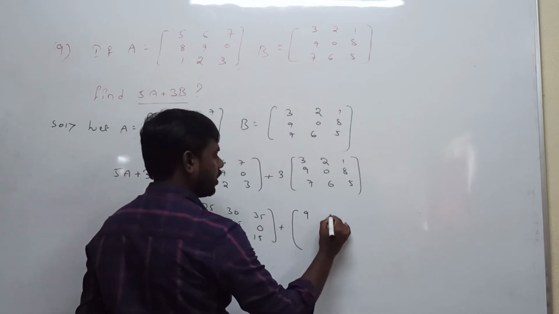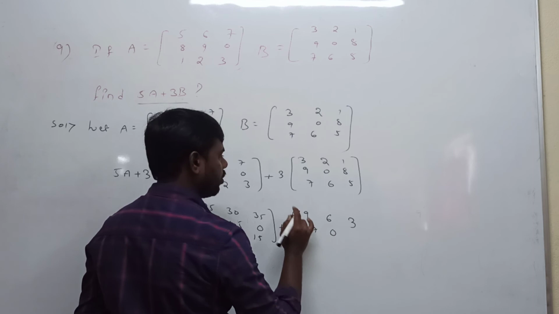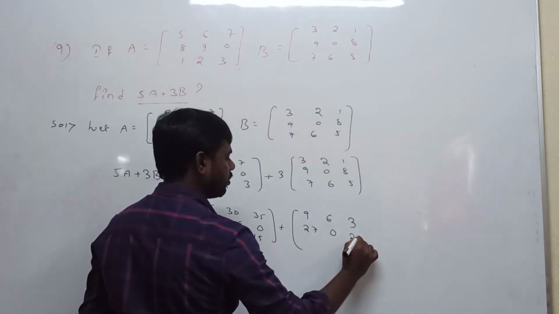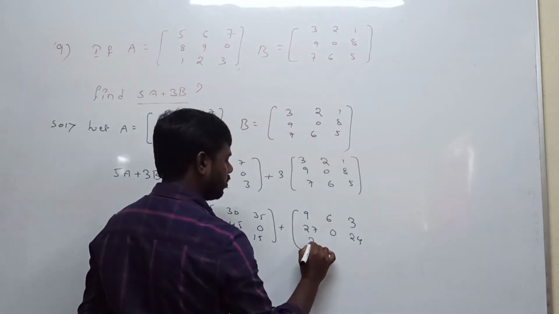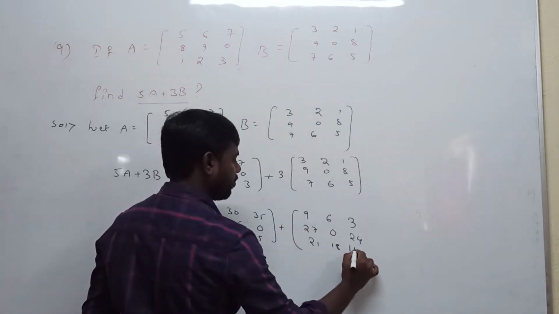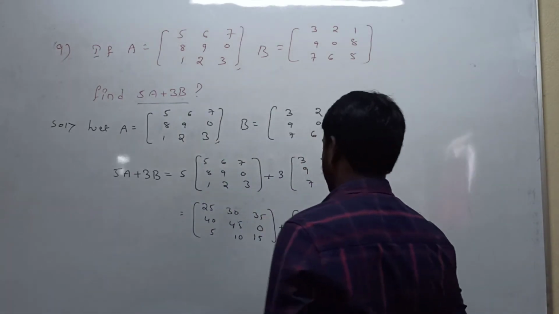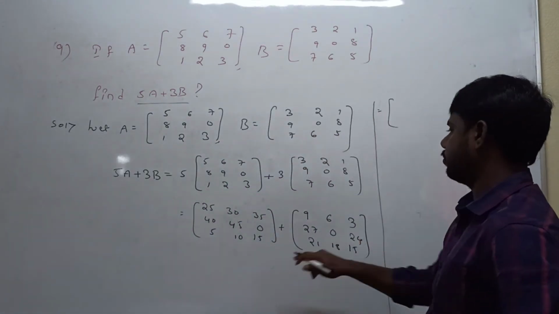Plus each element multiplied with 3. 3 into 3 is 9, 3 into 2 is 6, 3 into 1 is 3, 3 into 9 is 27, 3 into 0 is 0, 3 into 8 is 24, 3 into 7 is 21, 3 into 6 is 18, 3 into 5 is 15. So after that we are adding corresponding elements.